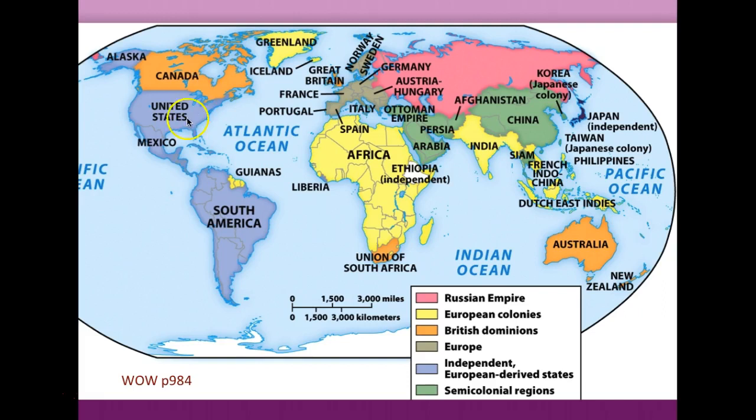Europeans also have some influence here in South America. South America and North America are made up of independent European-derived states, so Spanish mainly and Portuguese, plus the British, have had influence over several hundred years in the Americas. And then in the East, the Arabian Peninsula, the Middle East, the Ottoman Empire and China are all semi-colonial regions. Or should I say the Europeans have a lot of influence in those territories.